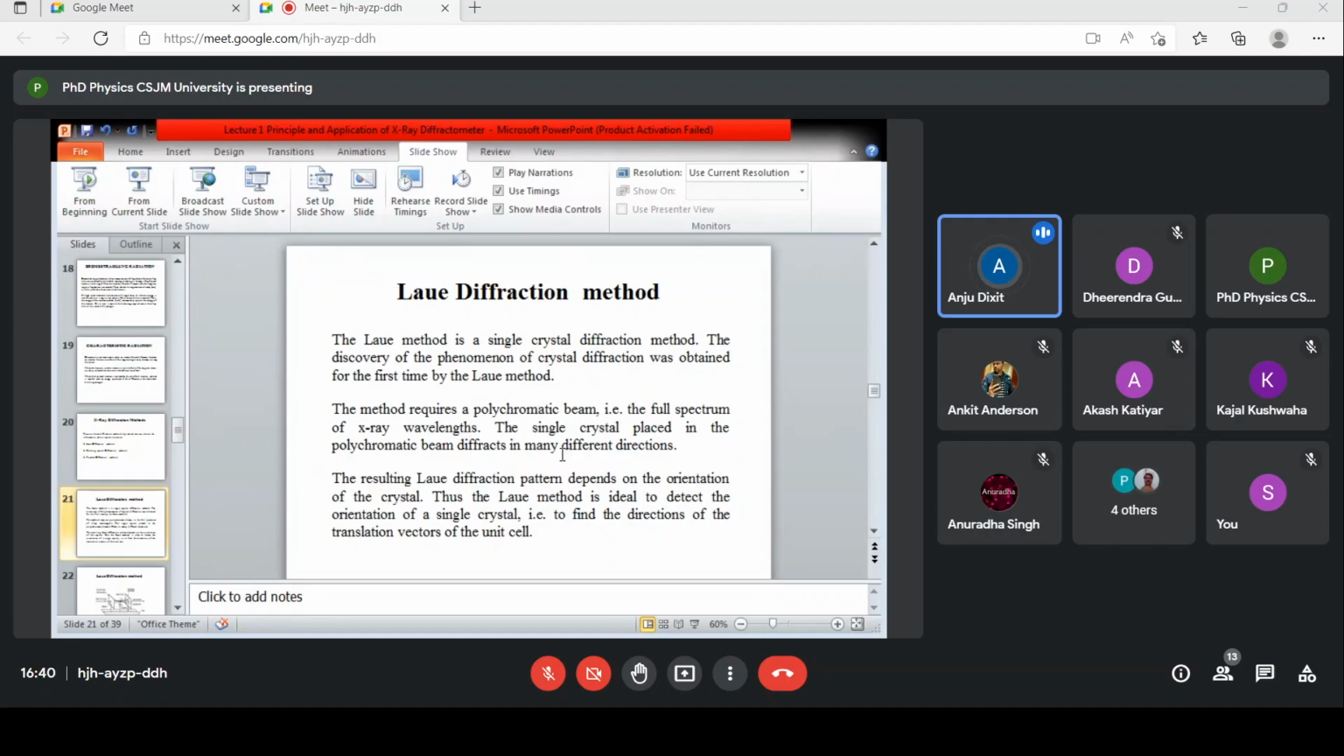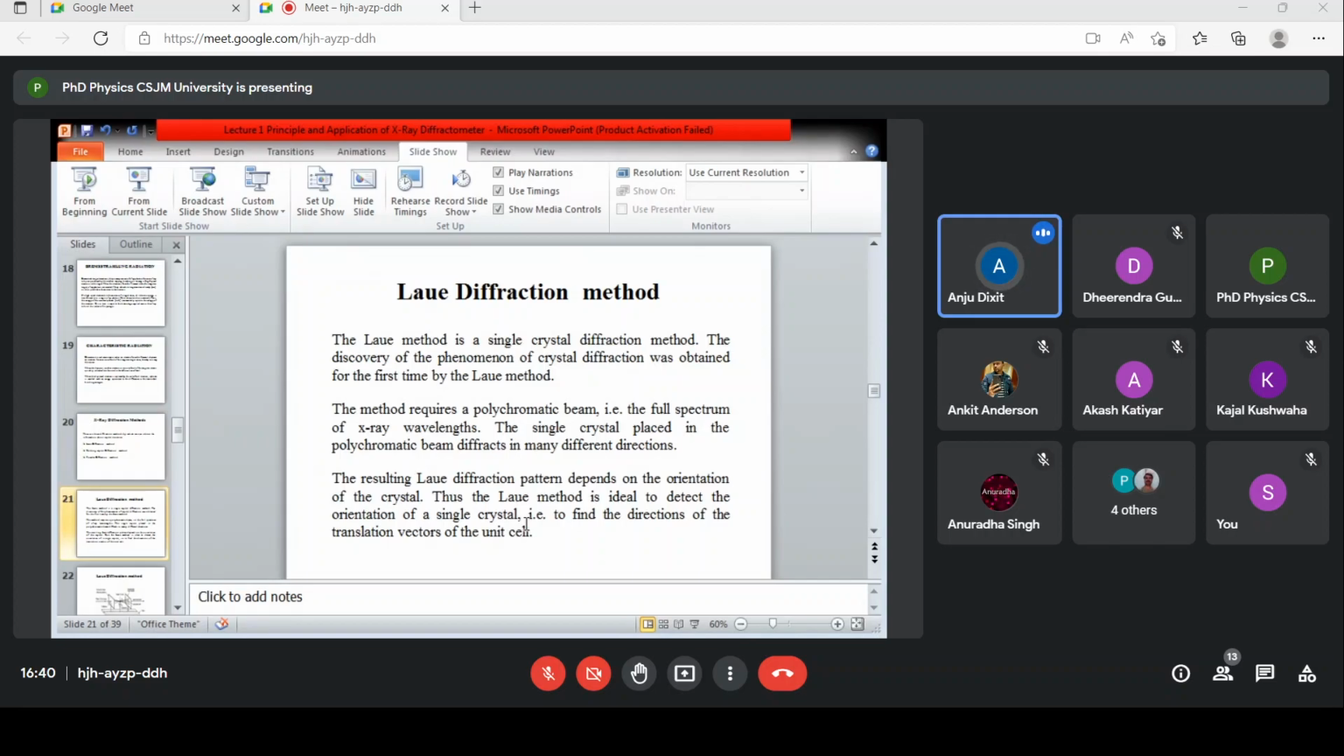इसमें पॉलीक्रोमेटिक बीम, जिसकी कई सारी वेवलेंथ होती हैं, आपके सिंगल क्रिस्टल के साथ इंटरेक्ट करती है. और the single crystal placed in the polychromatic beam diffracts in many different directions. So the resulting Loy diffraction pattern depends on the orientation of the crystal. Thus the Loy method is ideal to detect the orientation of a सिंगल क्रिस्टल. तो इससे हमको सिंगल क्रिस्टल का ओरिएंटेशन पता चलता है.